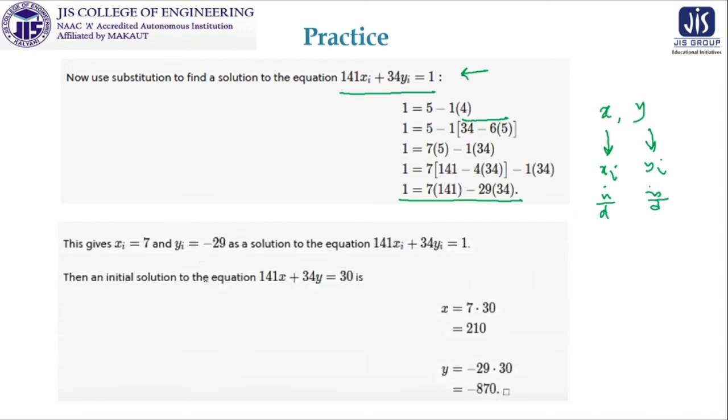So x is 7, y is minus 29. So the solution of this one is this. And according to the last process slide, x is 7 into 30 because n is 30, d is 1. So we will get xi into 30 and yi into 30. So minus 29 into 30 and 7 into 30. So this is the process. It's a very beautiful, very interesting thing.